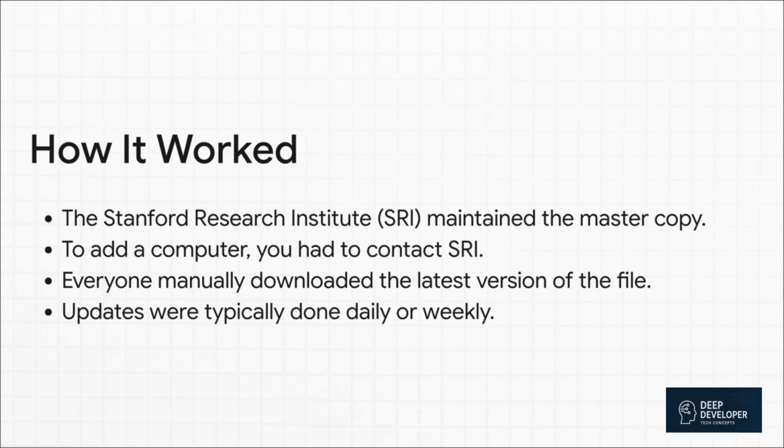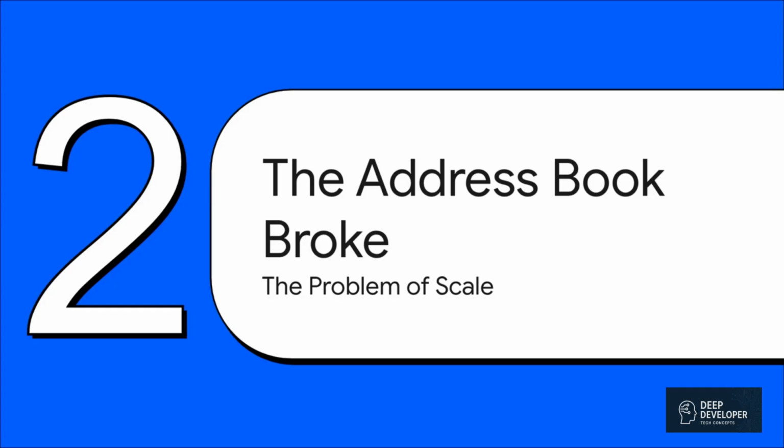You can already see the cracks starting to form, right? And yeah, you can probably guess where this is headed. A manual system like that just cannot last. As the ARPANET started to grow and more computers joined, that little address book didn't just bend, it completely shattered. This was the problem of scale.